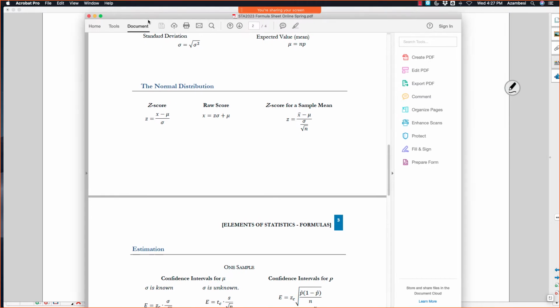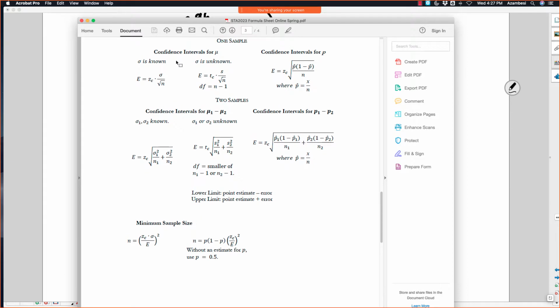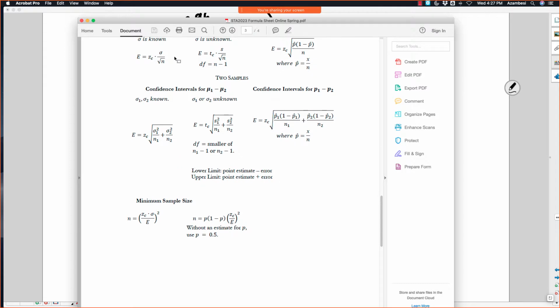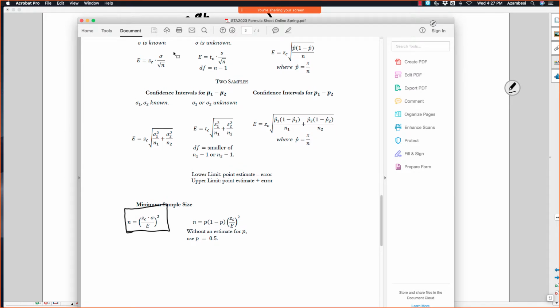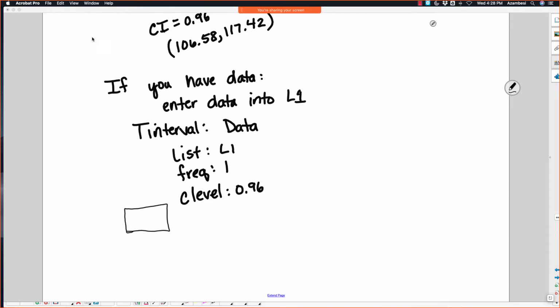For the course, we are currently in estimation. So if we are looking for a sample size where we have means instead of a proportion, our sample size calculation is this one: Zc times the standard deviation divided by the margin of error, all squared. That's the calculation we're going to use for a minimum sample size for means. Proportions is this one that we already used.